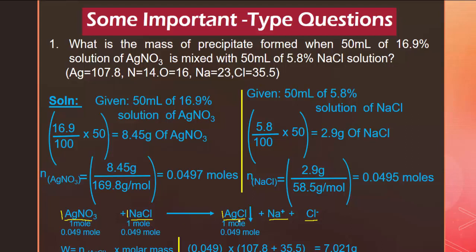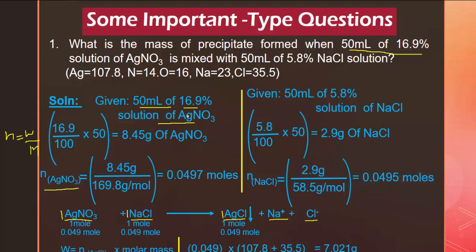Now in order to find out, with the given data, the number of moles of each constituent that is present, let us go through the working. Here let's write down whatever is given. 50 ml of 16.9% silver nitrate solution. So we need to find out the number of moles of AgNO3. To find the number of moles of AgNO3, you know the formula is n equals W by M, given mass by molecular mass.